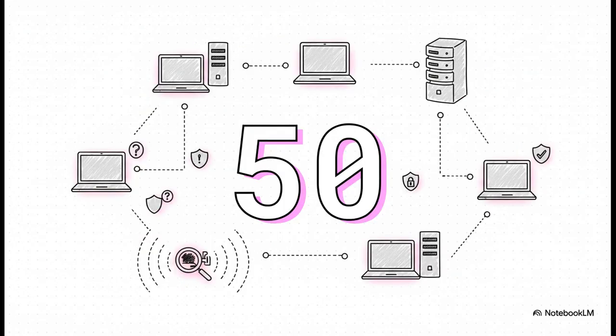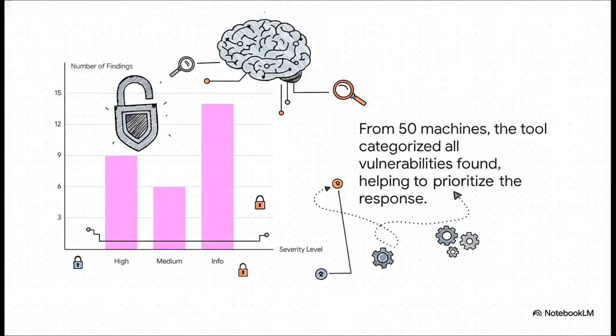So let's look at a sample from one of our sources. The very first thing the scanner did was just look for what computers were even on the network, and in this case, it found 50 of them. You see, you can't protect what you don't know you have, so this step is all about mapping out the digital terrain. So out of those 50 machines, here's what the scanner found. You can see it right here on the chart. It found 9 high-severity flaws. Those are the big ones, the fix-this-right-now problems. It also found 6 medium-risk issues and 14 that were just informational.